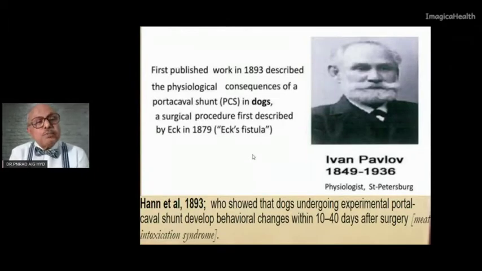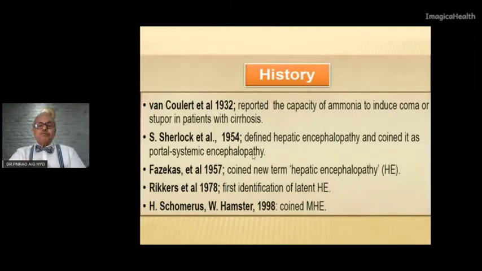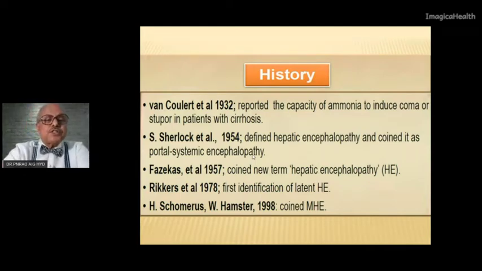But the first published work was in 1893 by Pavlov, and that's the reason why Eck and Pavlov go together. But it was Eck who created this in 1879. That's called the Eck fistula, and the first published work by Pavlov was in 1893, which described the meat intoxication syndrome you are seeing here. Later, of course, the relation of ammonia to inducing coma was shown in patients with cirrhosis. The datelines are there for you to see.